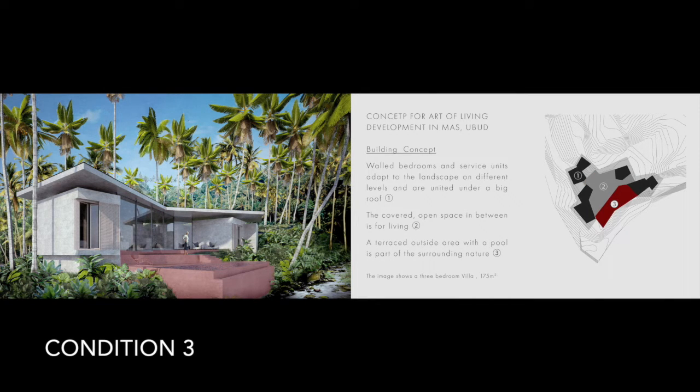The third condition is a completely outside space that has a pool as well. So here we have an open area that in parts is also protected by the roof, but it is also shaped in different heights by the landscape and just lets you experience the jungle around it and look down on it and look down on the river and just have a fun time in nature.